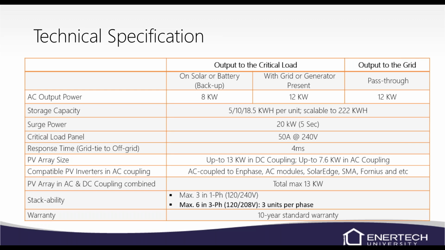And compatible PV inverters in AC coupling: SolarEdge and Fronius are a few that we have ourselves, that we actually sell the Fronius and the SolarEdge inverters. AC and DC coupling combined a total of 13 kilowatts max. And again, stackability, 3 in single phase, 6 in 3 phase, 3 units per phase. And there's a 10-year standard warranty on that as well.